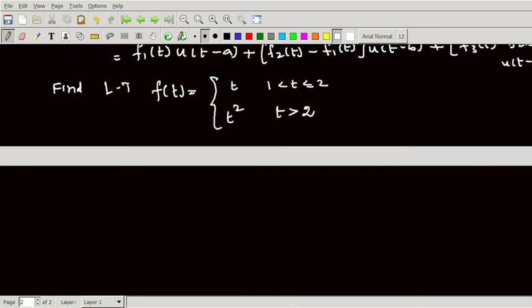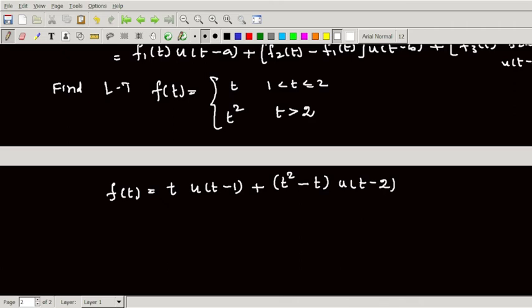So here first we must write f of t is nothing but f1. Here we can see f1 is there. So first we write f1. f1 is nothing but t into u of t minus a. a is the lower limit, so the lower limit is 1. So u of t minus 1 plus. Then we take the second term t square minus the first term, f1 of t, which is t. So t square minus t, and the upper limit is u of t minus 2.